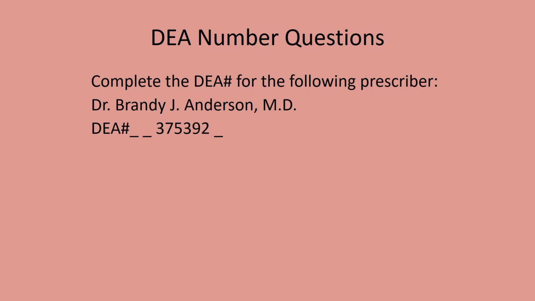So let's try it in the next example. Our prescriber is Dr. Brandy J. Anderson, MD. The first letter, most likely female, female MDs, their first letter would be B. The second letter of a DEA number would be from the prescriber's last name, in this case, Anderson. So the first two letters would be BA. Next, we'll verify the seventh digit using the first six. After the algorithm, the DEA number should come out to 3753921, with 1 as the seventh digit.